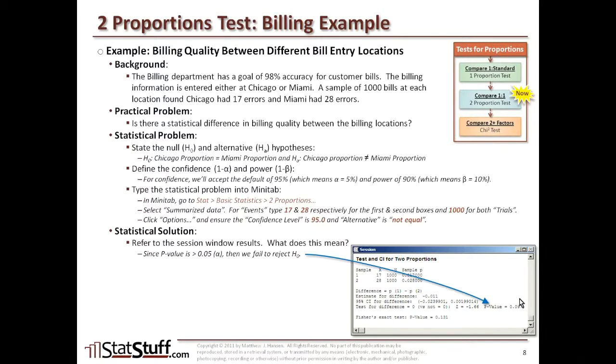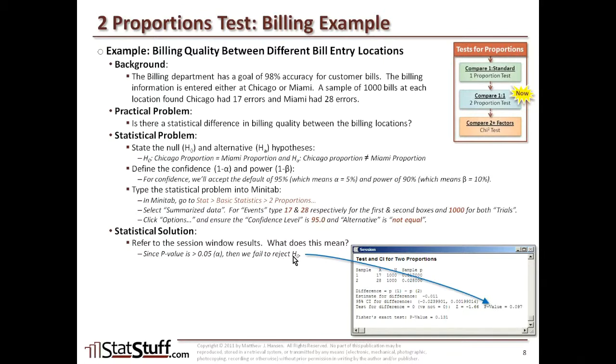We look for the p-value. In this case, the p-value is 0.097. So we're willing to accept 5% risk, up to 5% risk. But since our p-value is 9.7% risk, that's more risk than we're willing to accept. So in this case, again, we fail to reject the null hypothesis.